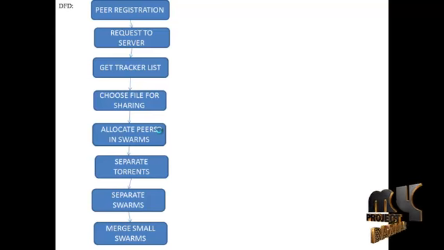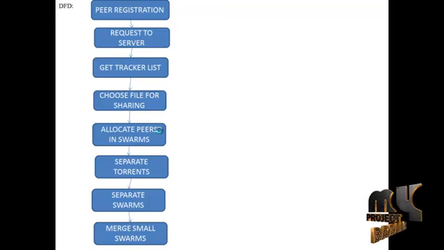Here a larger number of peers should be collected from the internet and then a request is formed to the server. If any user newly enters the network, first of all that user gets the tracker list and chooses a file for sharing. Then all the peers should be allocated to particular swarms. Then calculate the weight of each and every swarm.